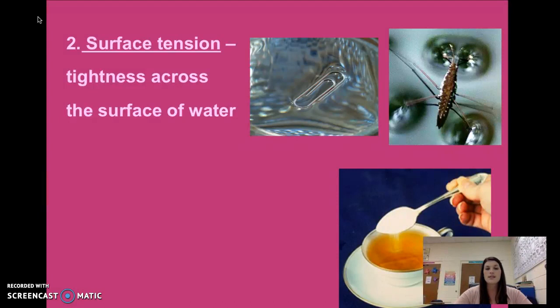All right, so the second property of water would be surface tension. Surface tension is what allows a paperclip or one of those little water bugs to walk across water. You can float a paperclip if you're ever so careful and you lay it down. It's kind of this tightness across the surface of the water, and the reason that happens is because of the polarity of water. The water molecules are actually more attracted to themselves than they are to the air around them. So the positive side of one water molecule is attracted to the negative side of another one, and they create this really tight bond, which creates surface tension.